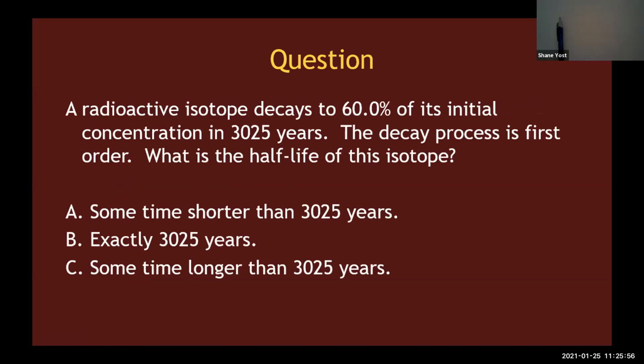All right. So let's say I have a radioactive isotope that decays to 60% of its initial concentration in 3,025 years. I know this is a first order decay. The question is, what is the half-life of this isotope? So it's going to be sometime longer, exactly the same, or something shorter, right? And see here, it took 3,025 years to get to 60% of its initial amount, which is not quite 50%, so it's not yet reached the half-life. So C, sometime longer than 3,025 years.